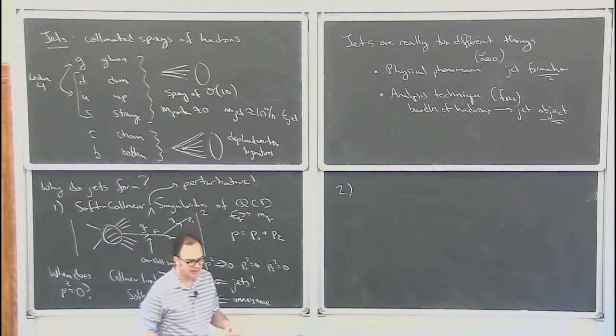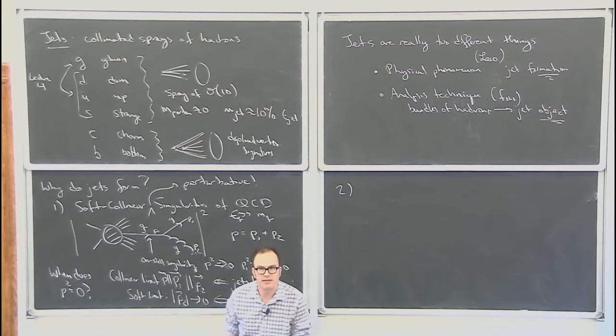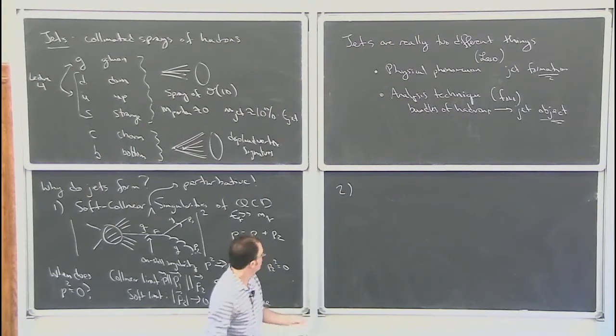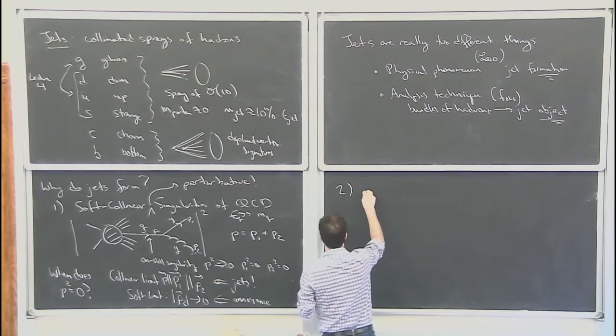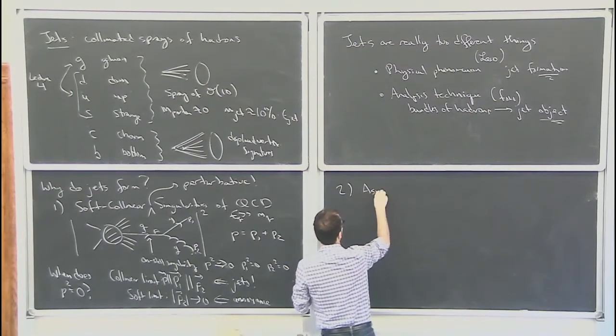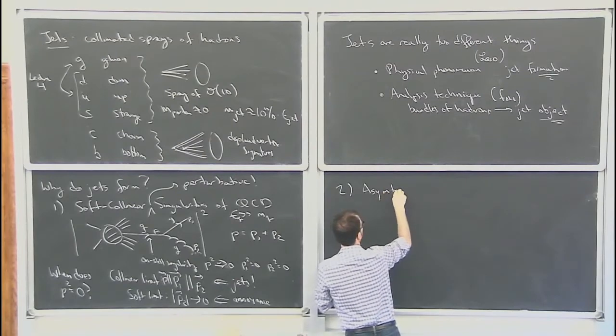Other questions? OK. So another reason why jets form, at least why jets are something that we can study in perturbation theory, is because of asymptotic freedom.